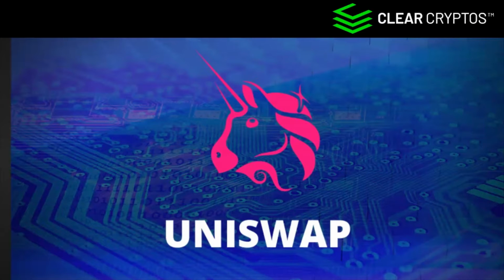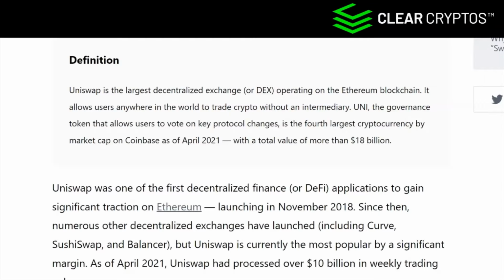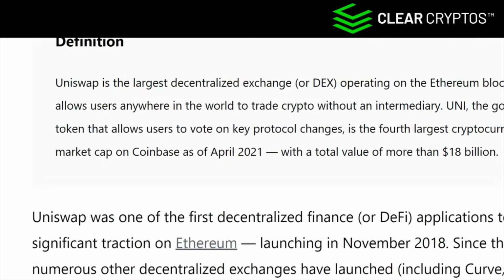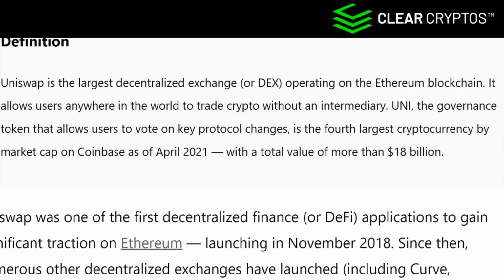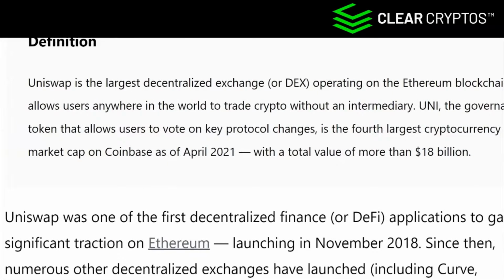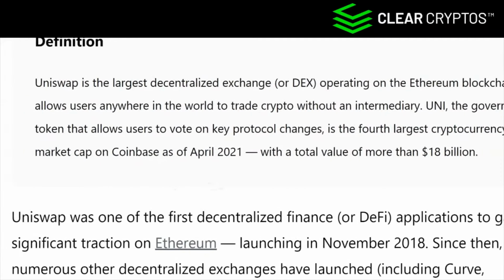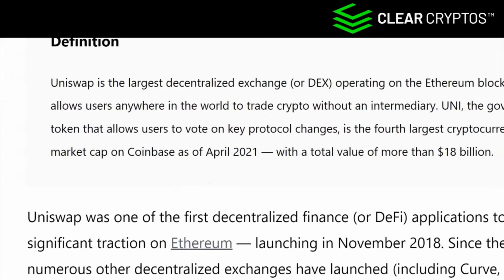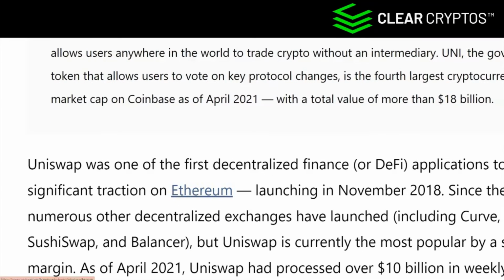Today we're talking about Uniswap. What is Uniswap? Well, it's the largest decentralized exchange operating on the Ethereum blockchain. It allows users anywhere in the world to trade crypto without any intermediary. Uni, the governance token that allows users to vote on key protocol changes, is the fourth largest crypto by market cap on Coinbase, based off April of 2021.